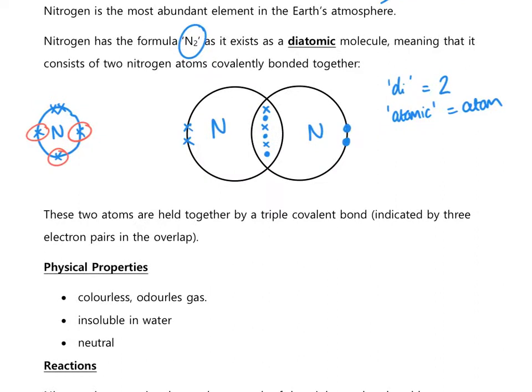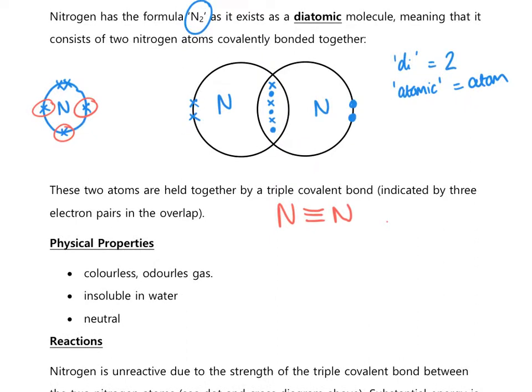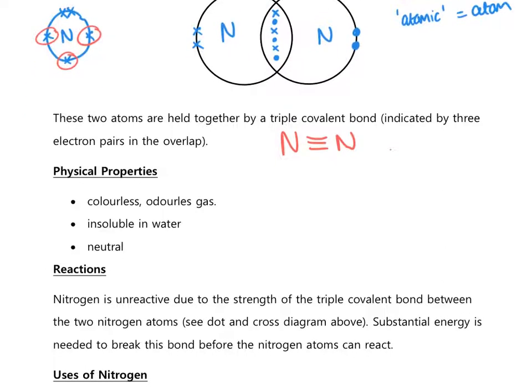So the 3 shared pairs of electrons in your overlap indicate that nitrogen has a triple bond, a triple covalent bond. Sometimes we represent that as N, triple bond N. And actually that determines a lot of nitrogen's chemical properties. The fact that it's held together by a triple covalent bond makes it very unreactive, and we'll come back to that in a second.